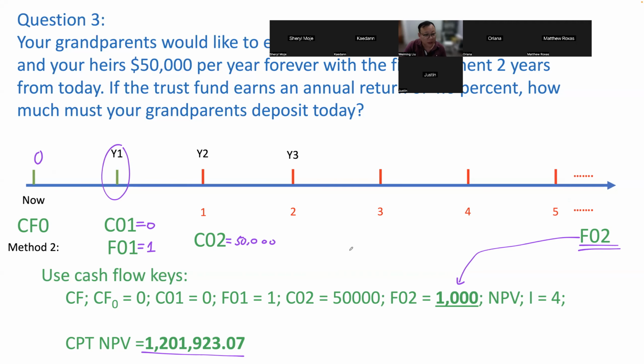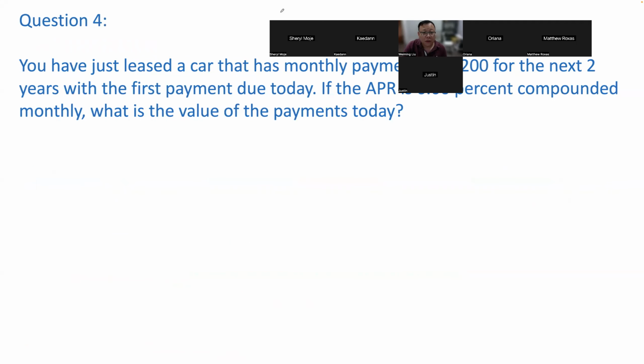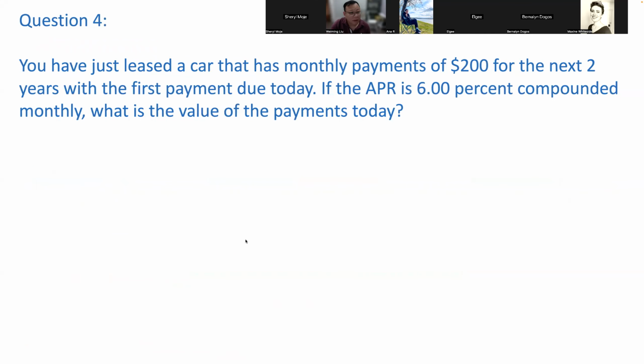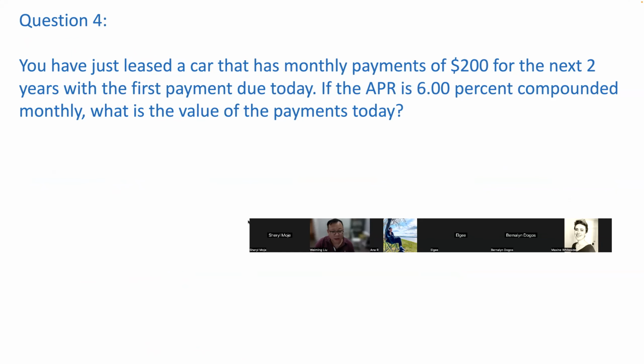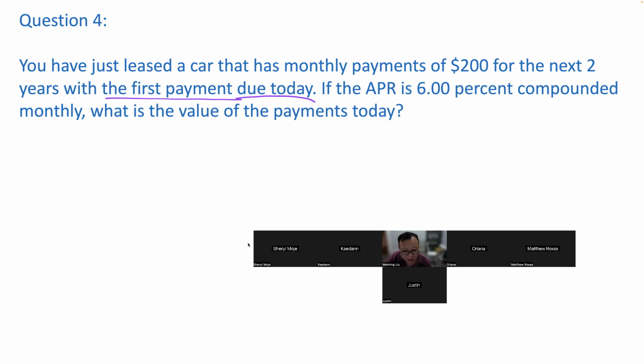Okay, let's move on to question 4. The question goes like this. You have just leased a car that has a monthly payment of $200 for the next 2 years, with the first payment due today. What does this mean, with the first payment due today? What are you thinking of when you see these words in the question? Anyone?